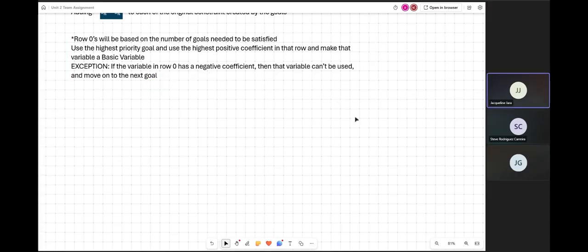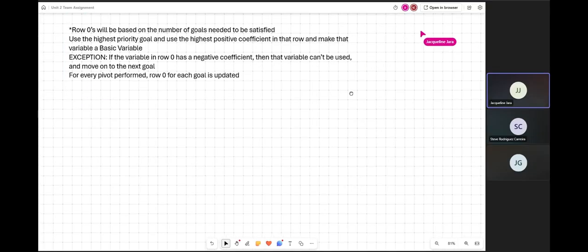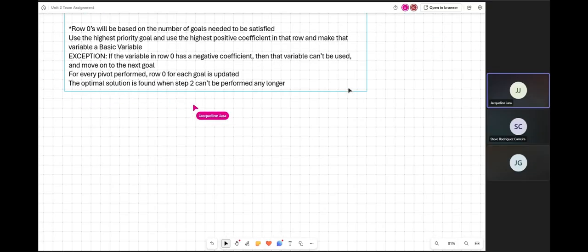And then for every pivot performed, row 0 for each goal is updated, and the optimal solution is found when no more pivots can be performed.